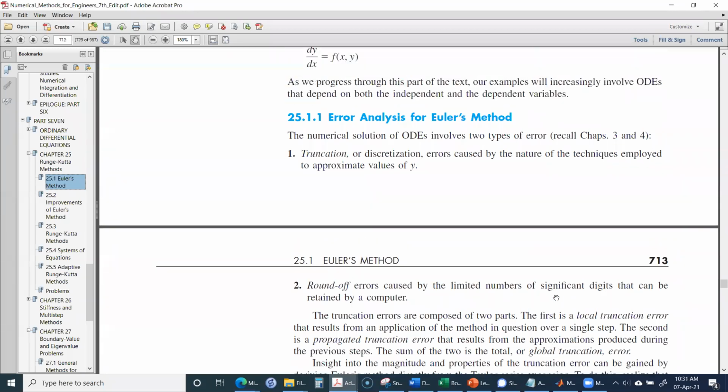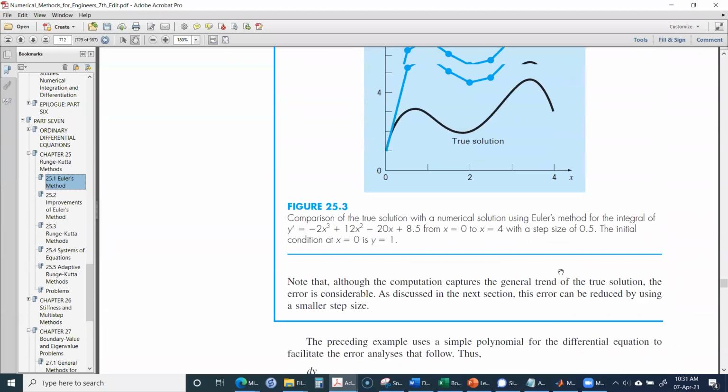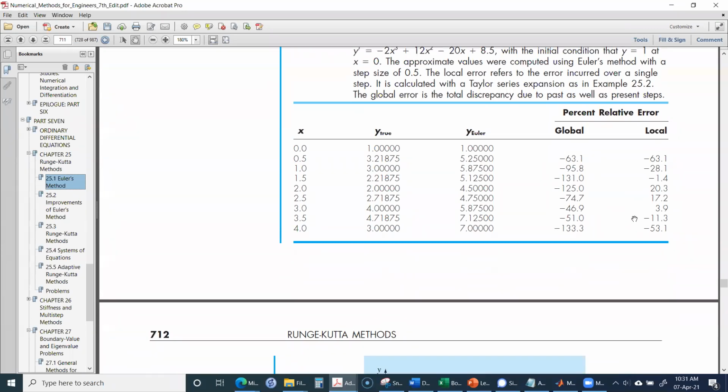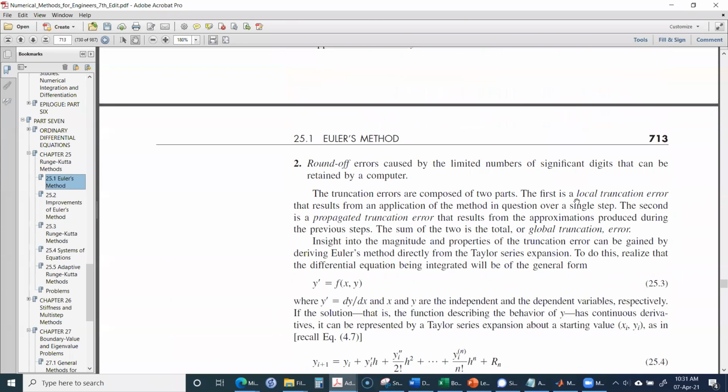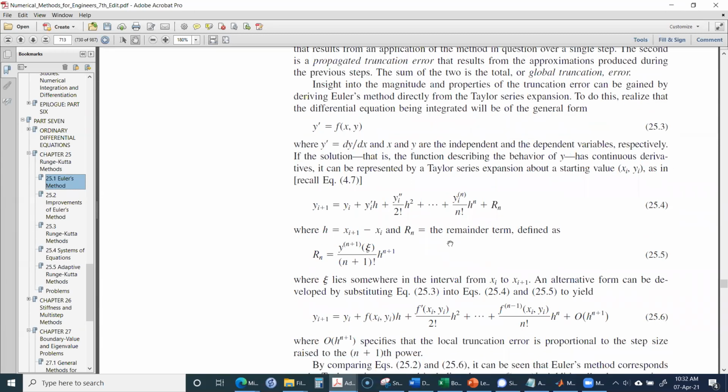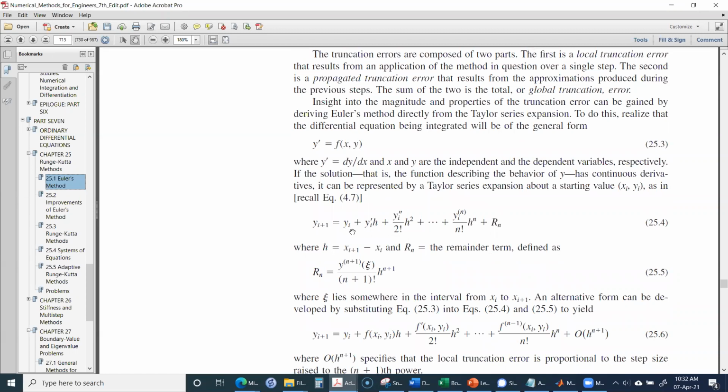As earlier we have found out this local truncation error, this local truncation error can be found from the Taylor series equation. If you remember, in chapter 4 we said that we can represent these functions by their Taylor series. So, for example, y i plus 1 can be represented as y i, which is the initial value, plus y prime of i, the first derivative, times h, plus y double prime i over 2 factorial times h square, etc. If we compare this equation with Euler's equation, we can see that the first two terms represent Euler's method.